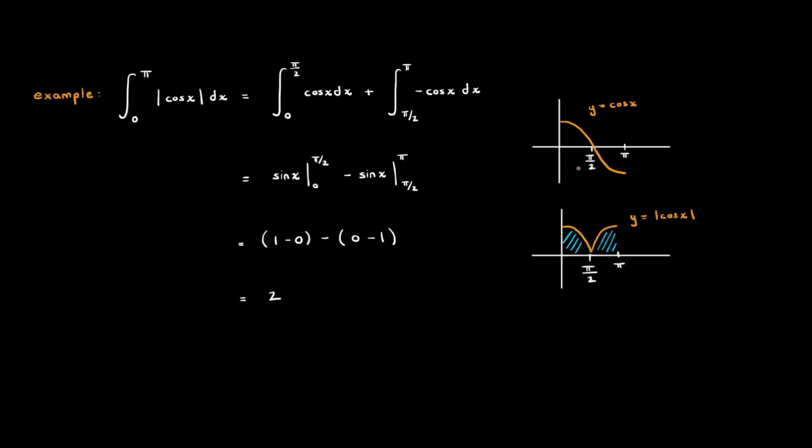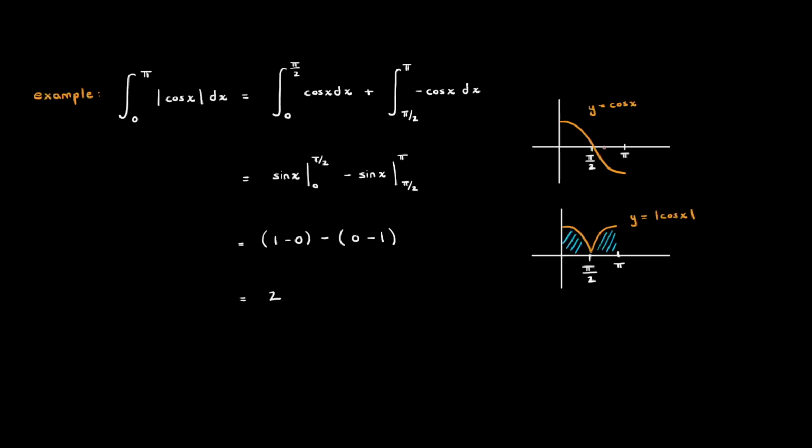As a result, I want to split the interval at pi over 2. So when I integrate from 0 to pi over 2, cosine is positive. As a result, if I take the absolute value, it's redundant. It doesn't really matter. So you can just drop the absolute value bar. We're simply integrating cosine of x dx.